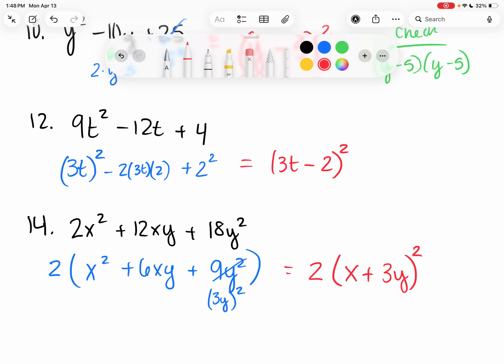I say all squared. Everything but the 2 is squared. So if you were to FOIL this back, you would get back to here, multiply it by 2, you'd get back to the original. Make sense?